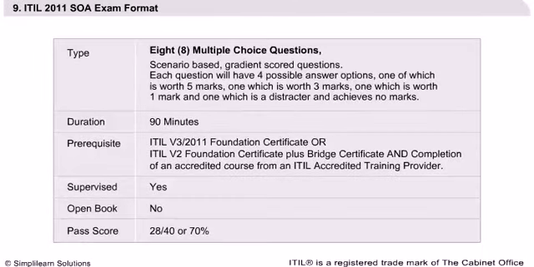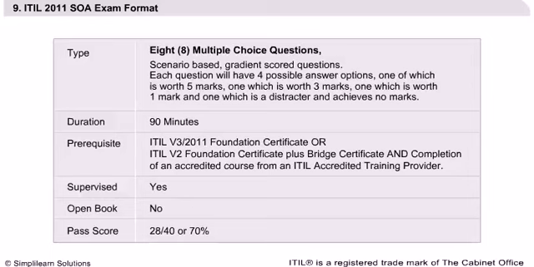The ITIL 2011 SOA exam consists of 8 multiple-choice questions, which will be scenario-based, gradient-scored questions. Each question will have 4 possible answer options, one of which is worth 5 marks, one which is worth 3 marks, one which is worth 1 mark, and one which is a distractor and achieves no marks. The duration of the exam is 90 minutes.